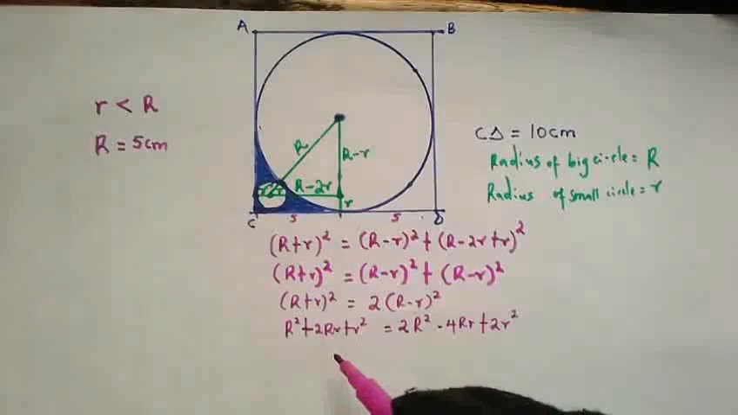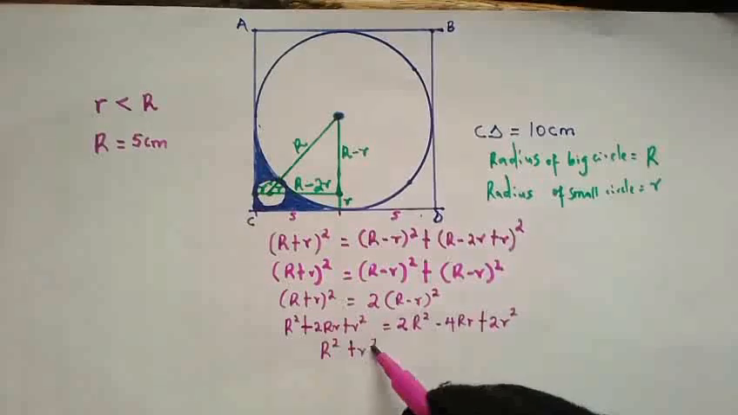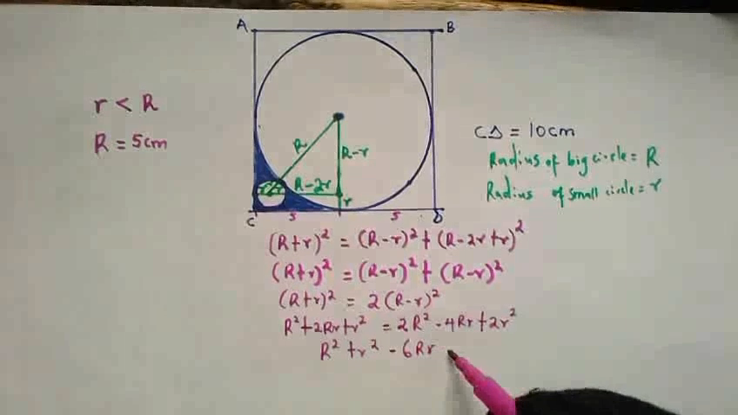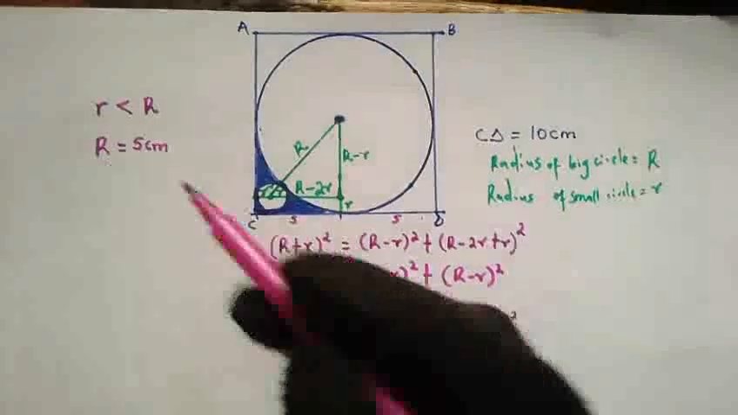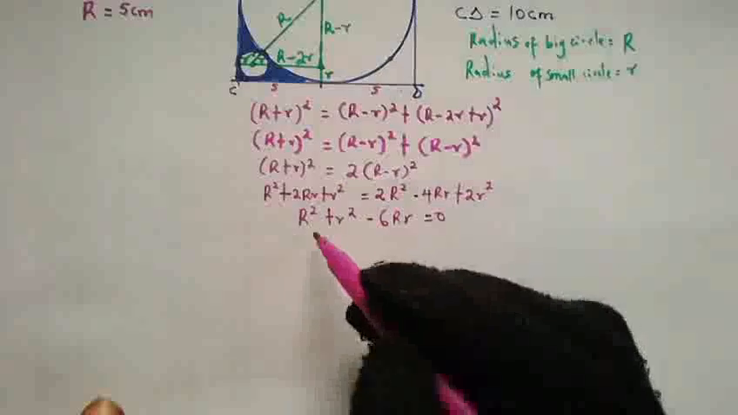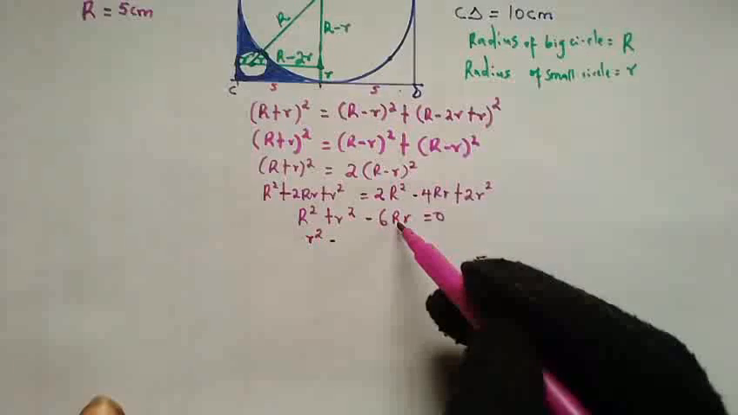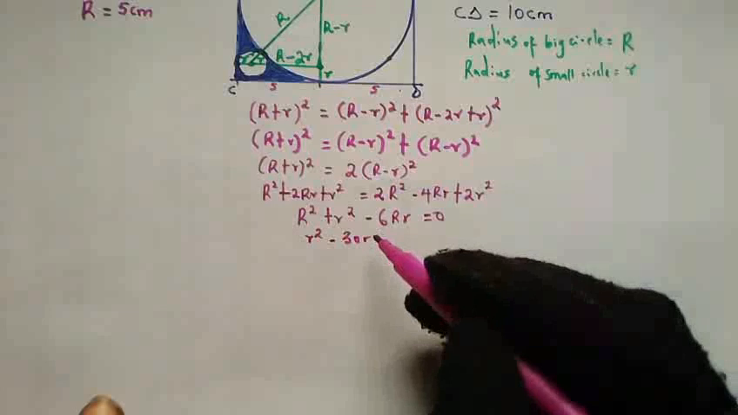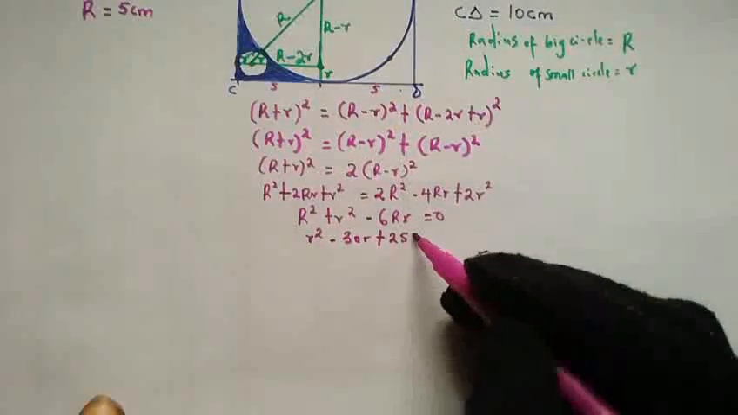So we are left with the big R squared plus the small r squared minus 6 times the big R times the small r equals 0. If you simplify it well, now let us remember that the big R equals 5. So now we have r squared minus 6 times the big R, 5, 30r. Then what do we have next? So plus this big R squared, which is what, 5 squared, 25, equals 0.